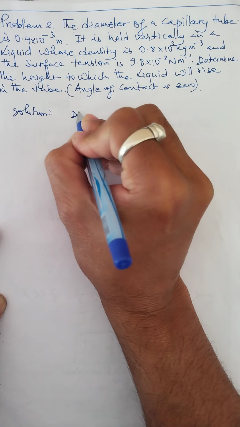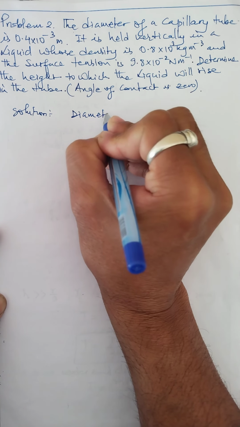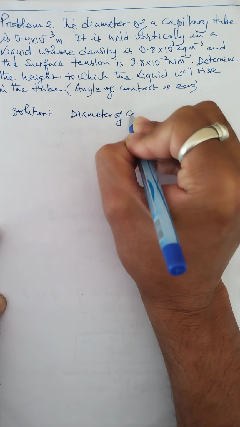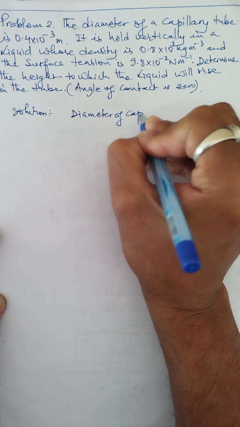So let me just write down diameter of what tube? Capillary tube. Okay, diameter of capillary tube is how much? 0.4 into 10 to the power minus 3 meter. So when diameter is given, then we calculate what? Radius. So radius is half the diameter. So first I calculate what?